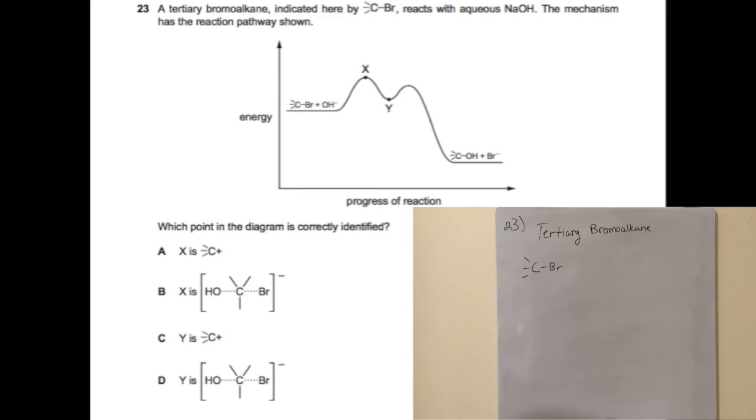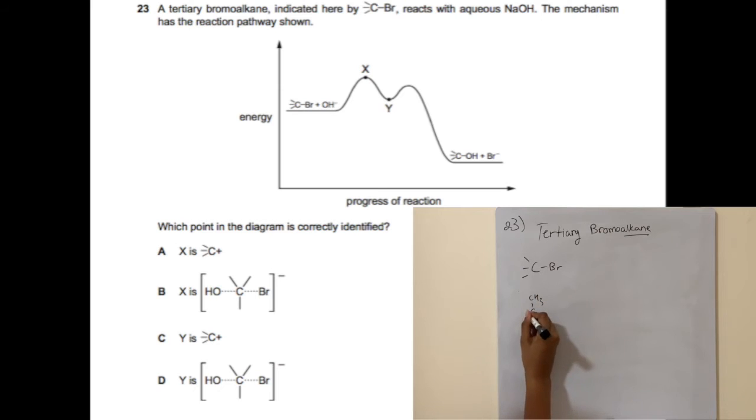Alright, so for this question, we're talking about tertiary bromoalkane. So tertiary means that the bromine is attached to a carbon that's attached to 3 other carbons. And it's just an alkane because we don't know how many carbons there are. There could be multiple, right? But we don't know, and it doesn't really matter. We need to know that it is a tertiary bromoalkane.